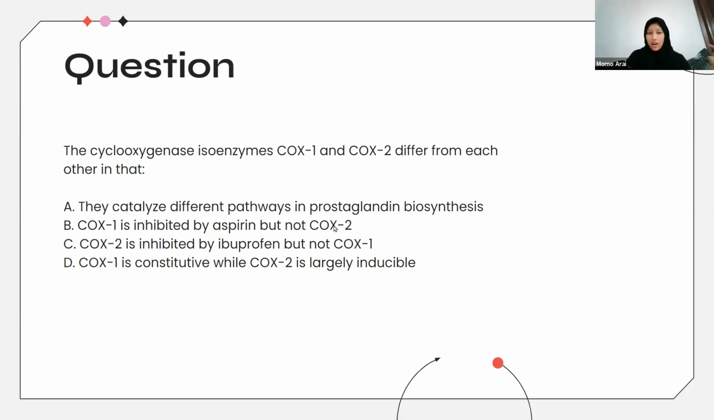If you read the options, they catalyze different pathways in prostaglandin biosynthesis. No, right? Because they all end up in the same pathway, which is producing prostaglandins, COX-1, COX-2. The only difference is the answer, but I'll come to that. COX-1 is inhibited by aspirin, but not COX-2. Remember, I said in the last question, aspirin inhibits both COX-1 and COX-2. It's not selective. But the only thing about aspirin is that it irreversibly blocks it. COX-2 is inhibited by ibuprofen, but not COX-1.